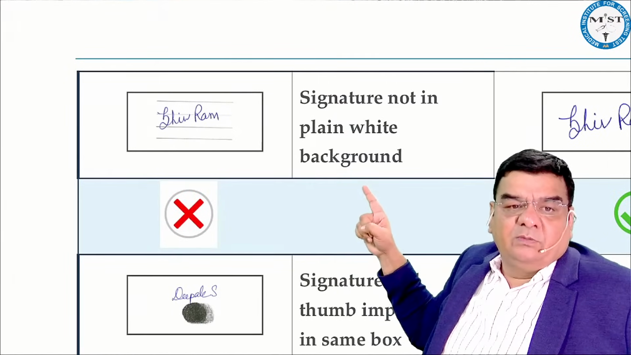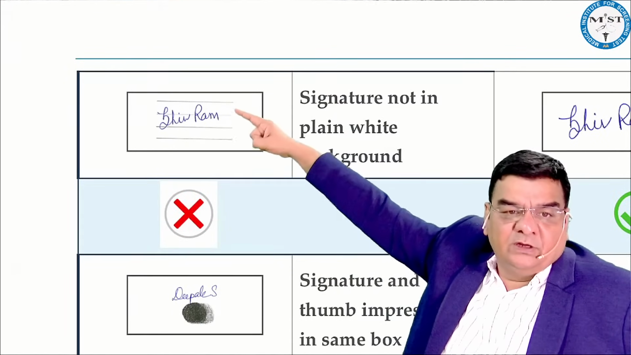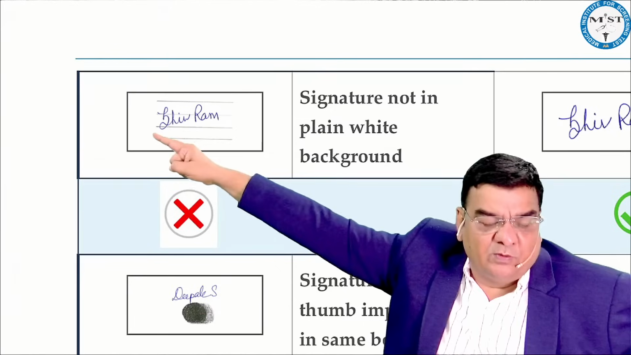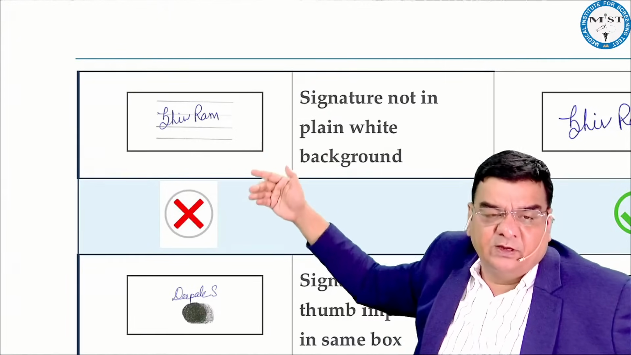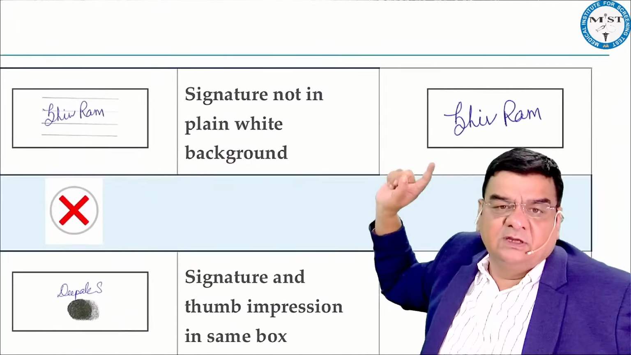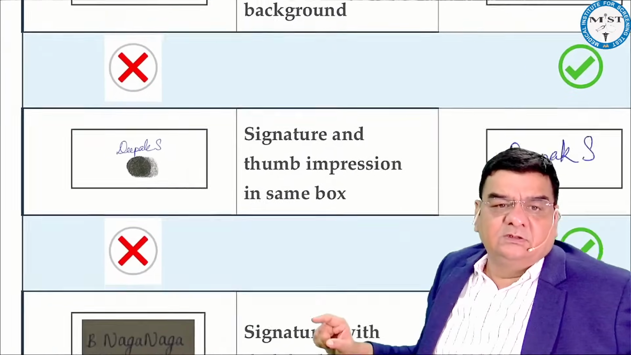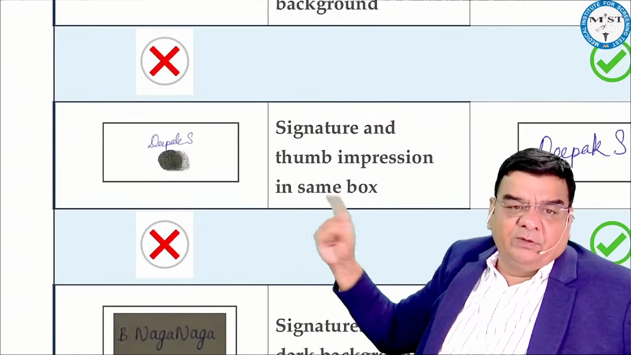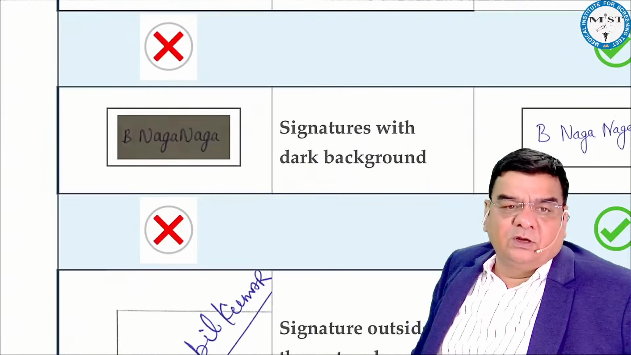Signature not in a plain white background. This is a lined paper where the signatures are done, so there should not be any lines, beta. Signatures should be properly done in a box drawn on a plain A4 sheet of paper, right? Here the signature and thumb impression have been put in the same box, photographed and uploaded.